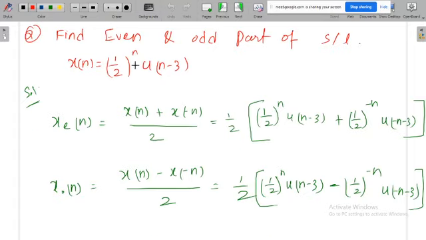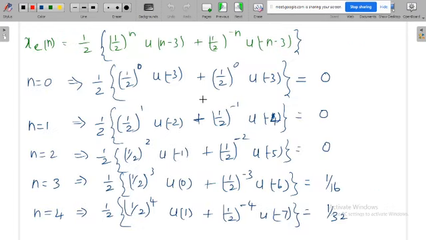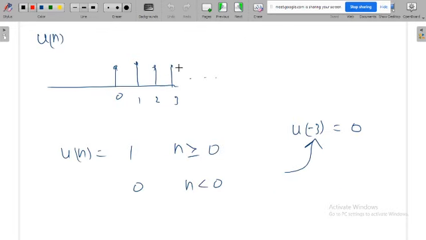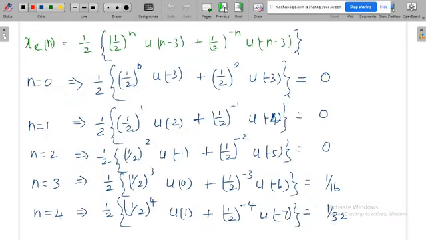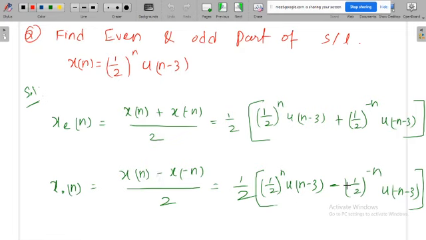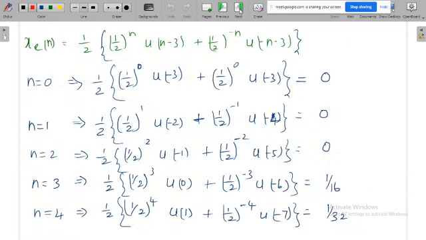For the given discrete time signal, we found the even part of the signal with the mathematical equation. That mathematical equation we have expanded to find the sample values. Then finally we have plotted it as a graph. So finally this is the even signal. Similarly, if you expand this one, again you will get the answer like this.